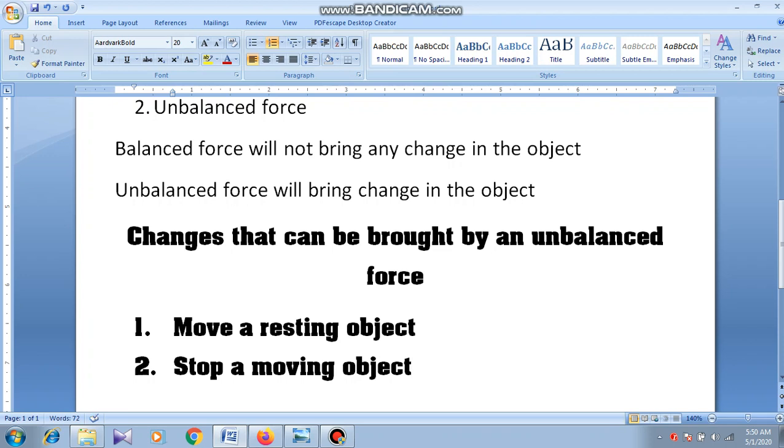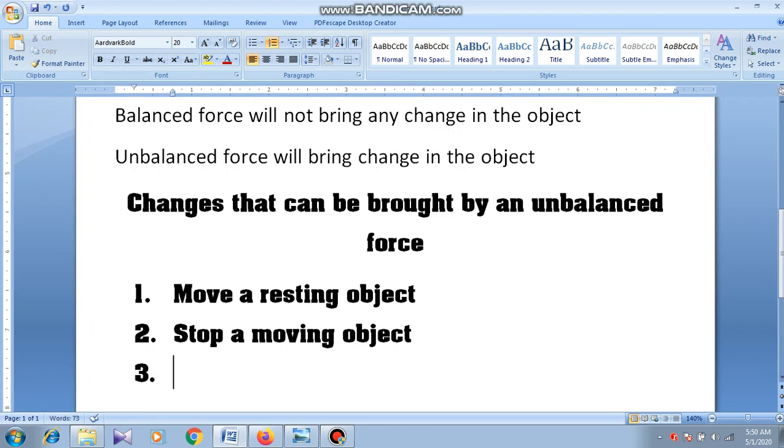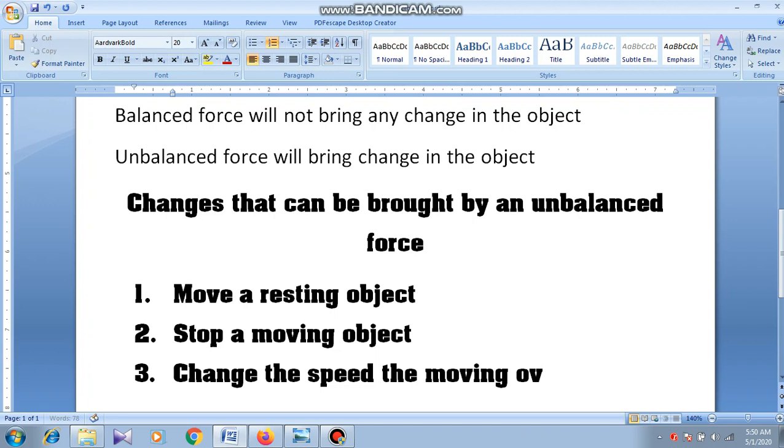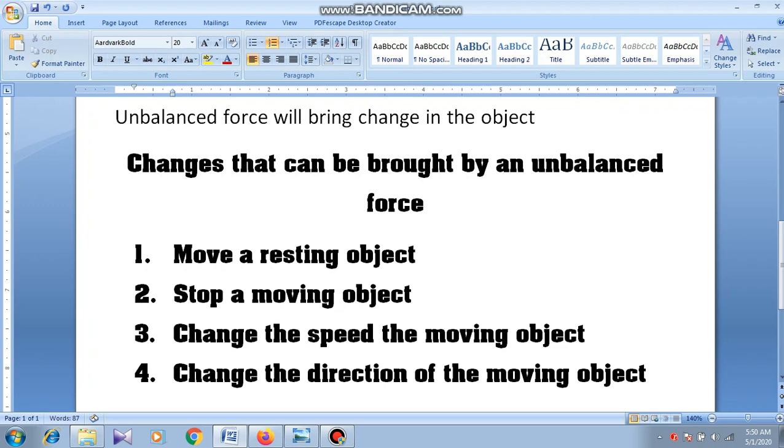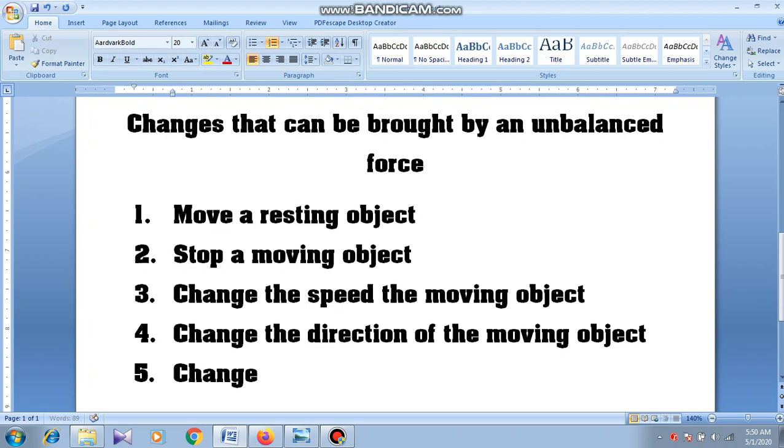Similarly, you can stop a moving object. Say you are going on a bicycle, you apply force, brake and stop the vehicle. Third, you can change the speed of the moving object. You can increase the speed, you can decrease the speed by applying an unbalanced force. You can change the direction of the moving object. And finally, you can change the shape of the object.